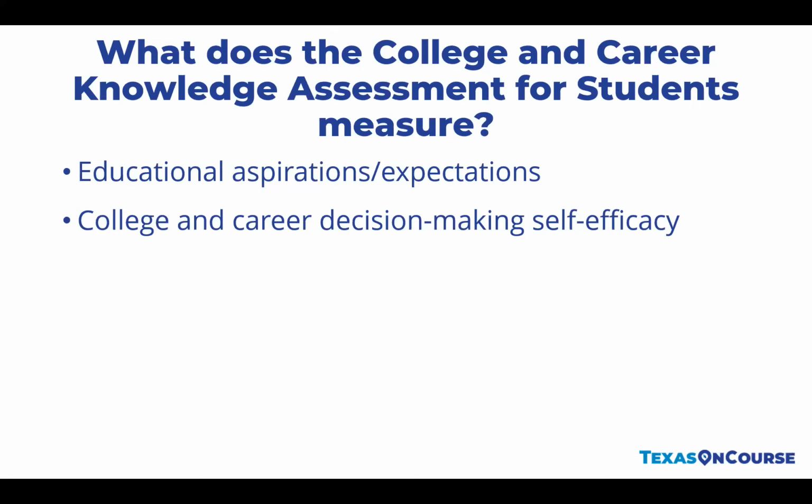We have questions in this domain called college and career decision-making self-efficacy. These questions ask students how confident they are in taking different steps related to planning for college and career. So for example, how confident are you in finding someone in a job that you're interested in, or figuring out how much a specific occupation pays, or in securing financial aid, or in applying for college, and so forth. So the questions ask students how confident they are in taking these different steps.